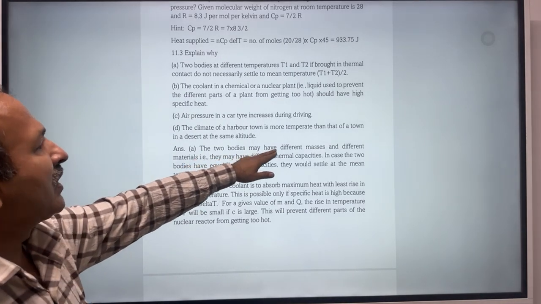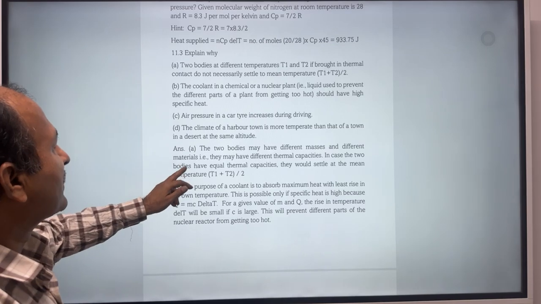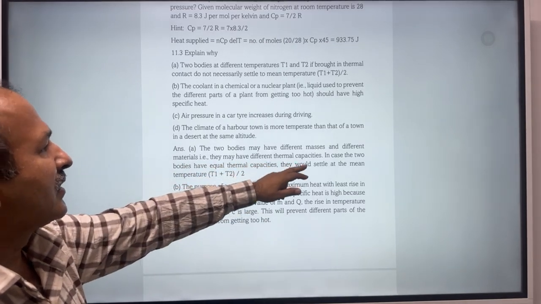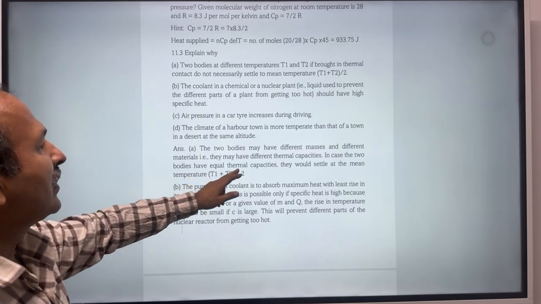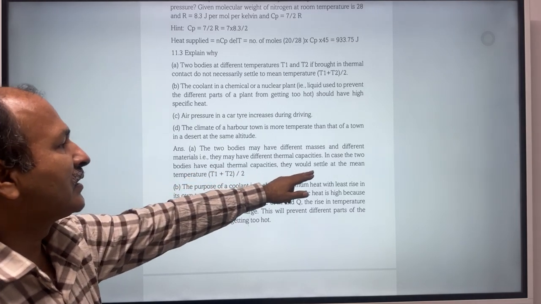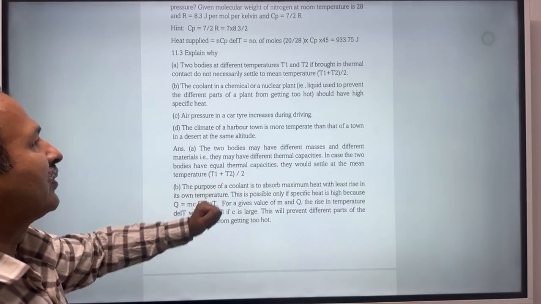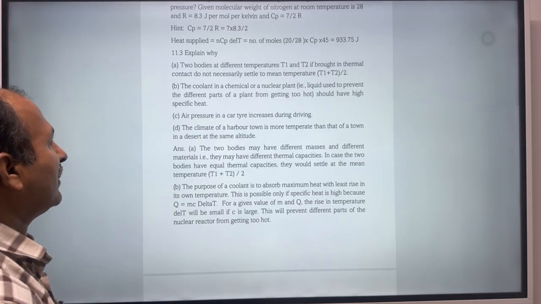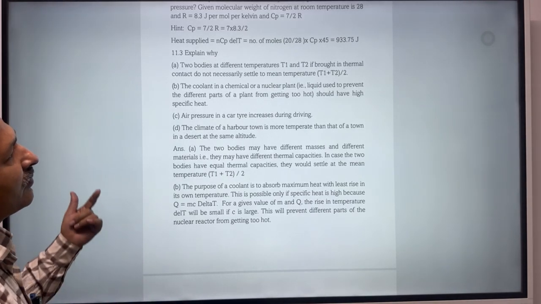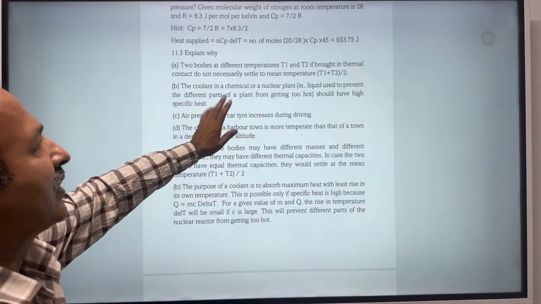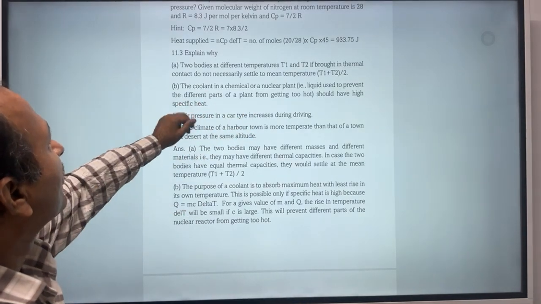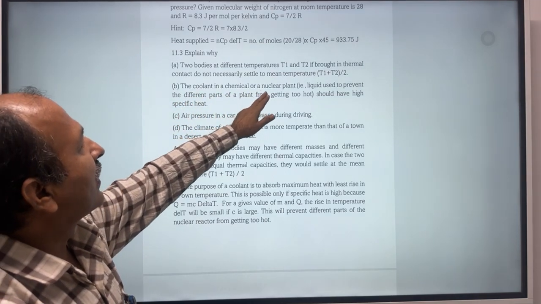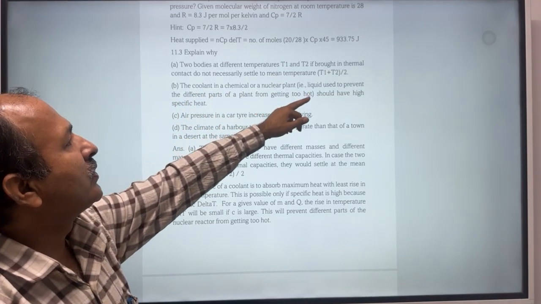The two bodies may have different masses and different materials, that is, they may have different thermal capacities. In case the two bodies have equal thermal capacities, they would settle at the mean temperature T1 plus T2 divided by 2. So you have understood? If thermal capacities are equal, in that case, they can settle at mean temperature. Otherwise, no.